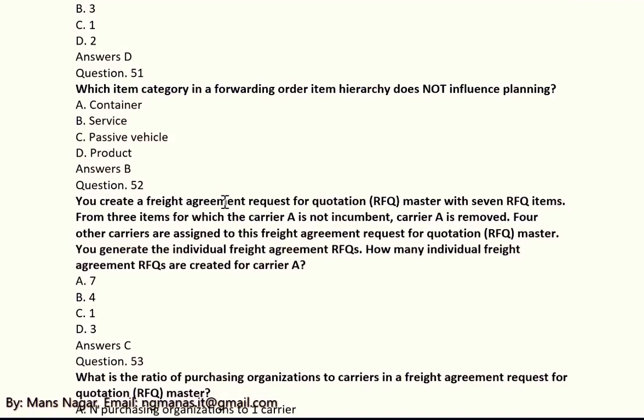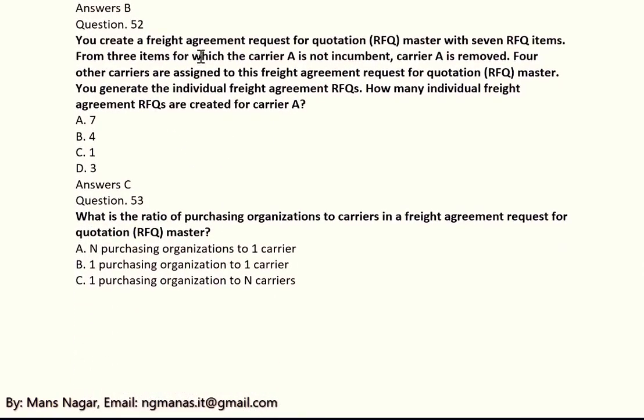Answer B, service. You create a freight agreement request for quotation (RFQ) master with 7 RFQ items from 3 items for which carrier A is not incumbent. Carrier A is removed. 4 other carriers are assigned to this freight agreement RFQ master. You generate the individual freight agreement RFQs. How many individual freight agreement RFQs are created for carrier A?